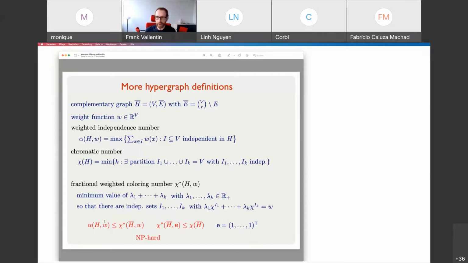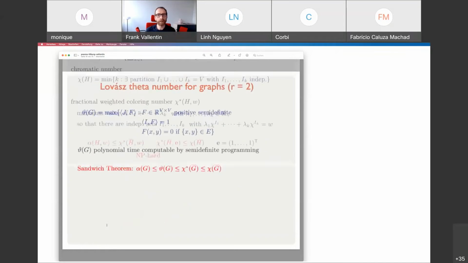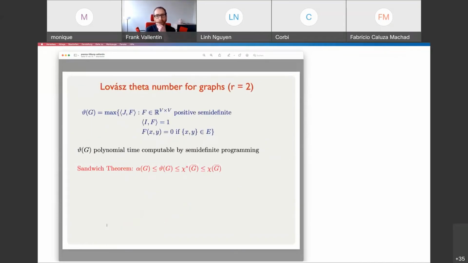Okay, but all these parameters are known to be NP hard. So it's NP hard to determine alpha, chi star, and chi. That's even true for the easy, in a sense, graph case, so when r is equal to 2. And for hypergraphs, things are not becoming easier. So these problems are all NP hard. Good, but then we know that for the graph case, there is a Lovász theta number, which by the sandwich theorem is sandwiched between alpha and chi star.